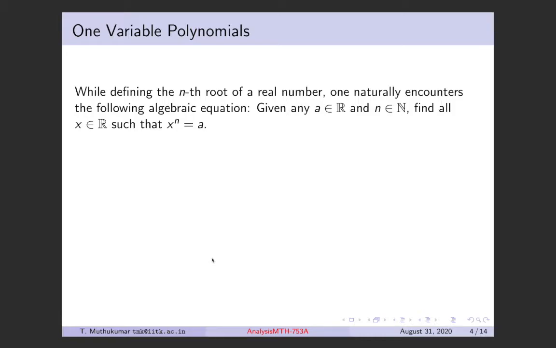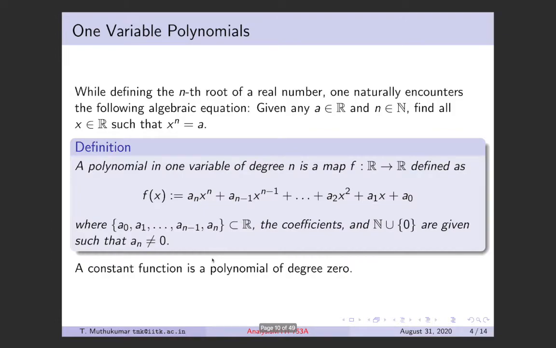In fact, even when we define the nth root of a real number, what we are trying to do is solve a polynomial of degree n, which is an algebraic equation. So what is a polynomial? A polynomial in one variable. When we say one variable, the unknown is only one, which is x.